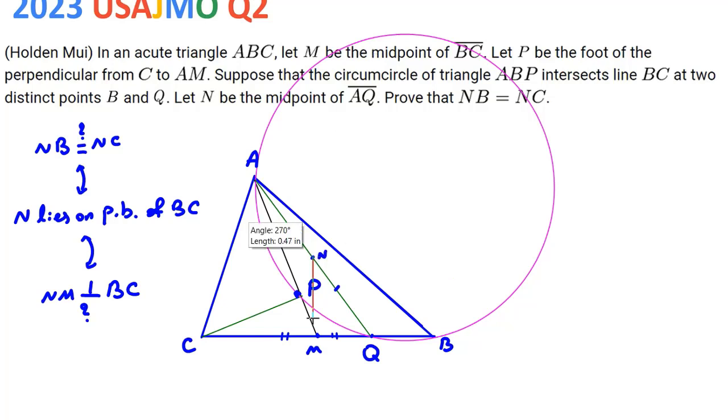Let's draw a line from N to M. We want to prove it is 90 degrees. So this part we want to prove is 90. We want to see, can we find a cyclic quadrilateral? This 90 is not related to creating a cyclic quadrilateral.